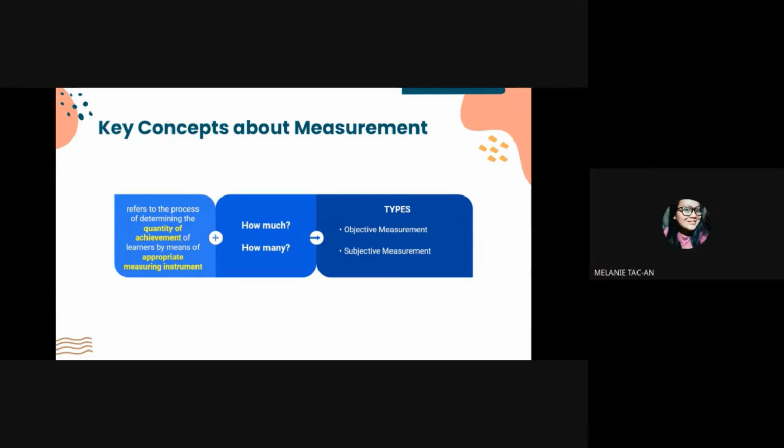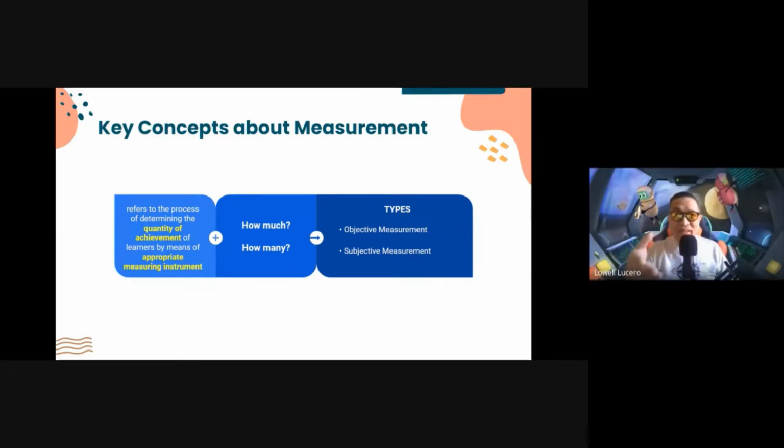Yes, sir. Okay. Good, good. That's good. At least you can relate. That is the reason, that is the graph. That's the reason for getting the number of students or pupils achieving the target.